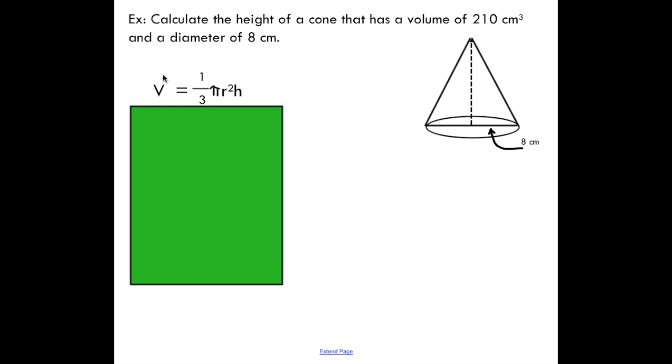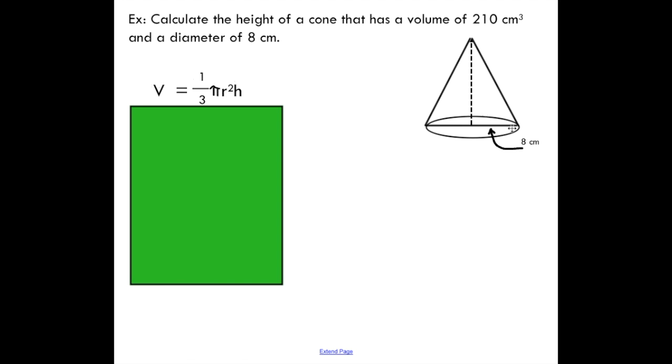So you're thinking, well, I have a formula. H is not by itself. You can actually algebraically rearrange this formula to solve for H. So that's what we're going to do. We're going to first of all substitute all the information that we have. So we know the volume is 210 centimeters cubed, so I can put that in for V. Pi, we're going to leave.